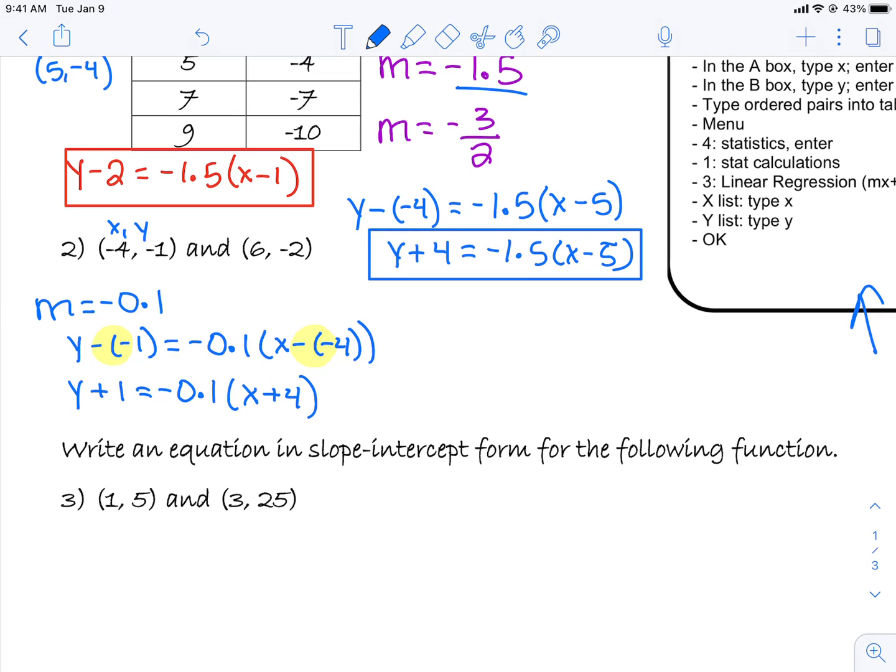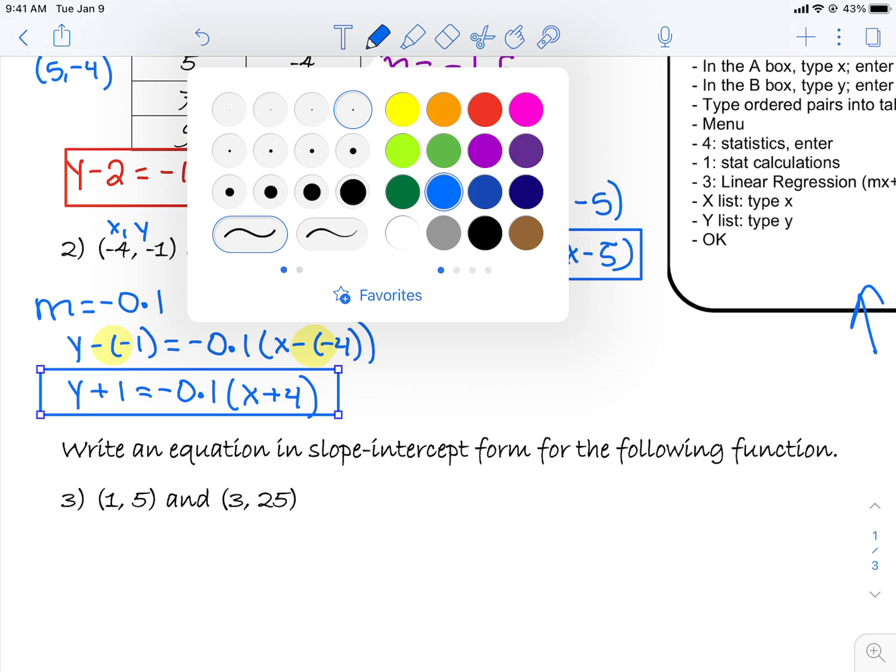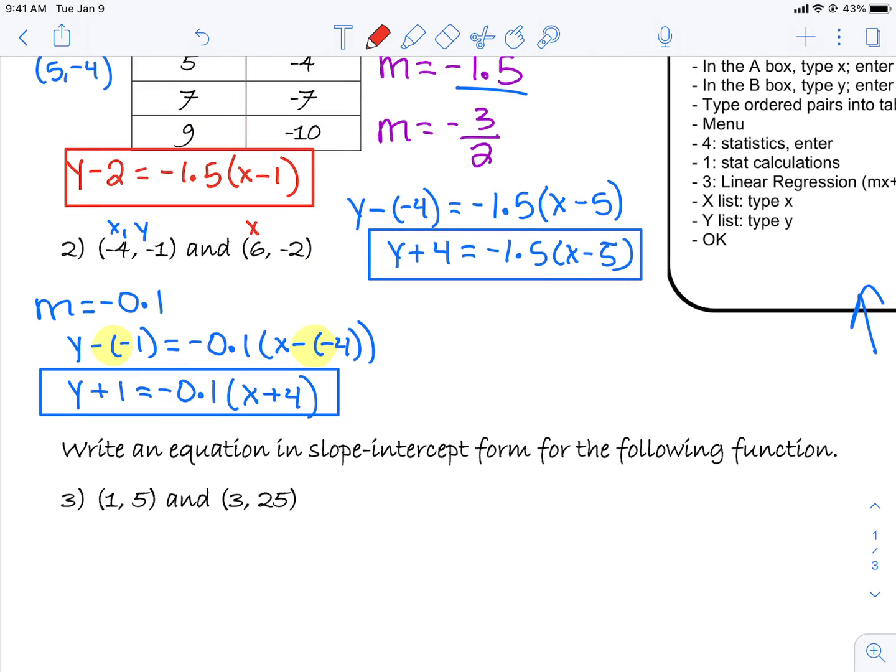Not drawing very good rectangles today. Okay, I can also use 6 as my x1 and -2 as my y1. So if I did that, what that would look like would be y minus -2 is equal to -0.1 times x minus 6.